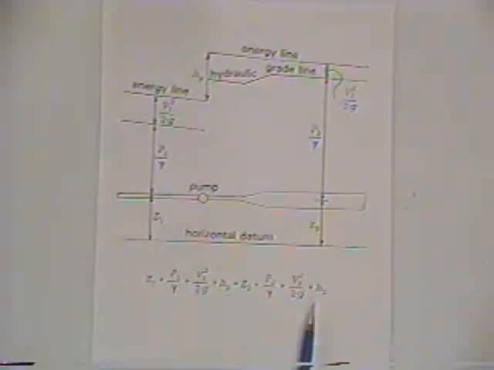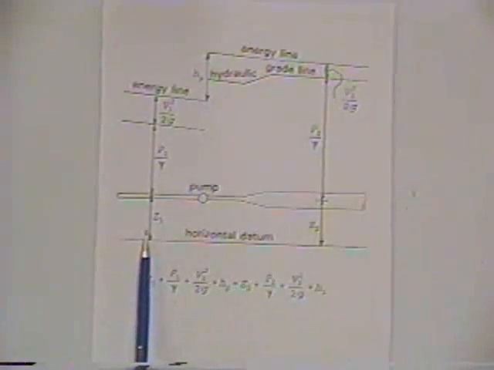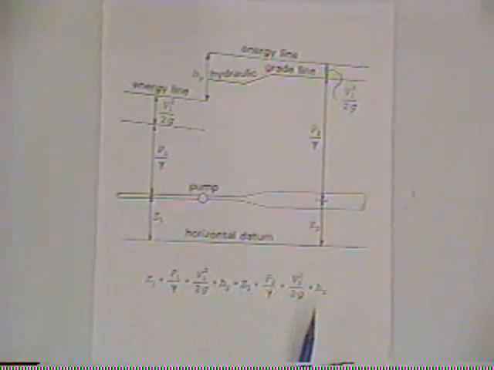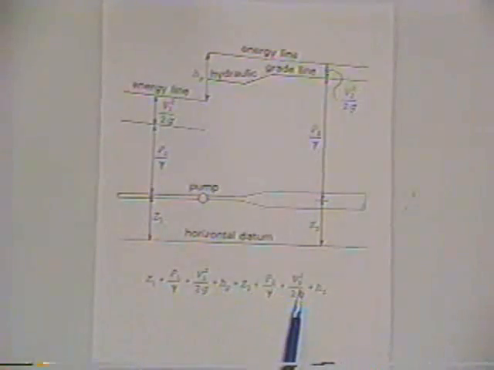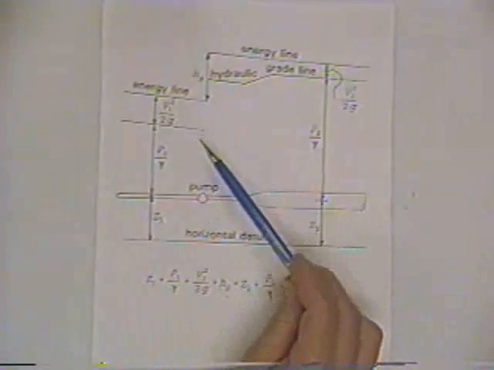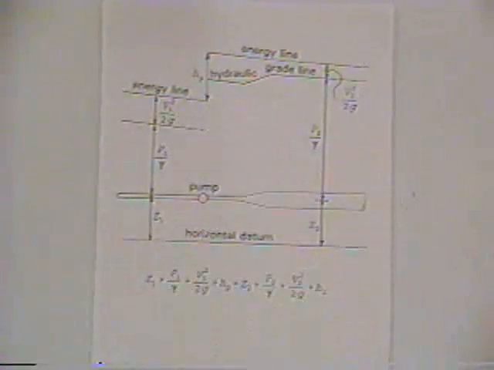And so we've expanded the energy equation just a bit. Elevation head plus pressure head plus velocity head at the upstream location, plus any pump head added between the two locations, is equal to elevation head plus pressure head plus velocity head at the downstream location, plus any of the head loss that occurred between the upstream and downstream locations in that length of the pressure conduit. And so what a pump does, a pump just simply raises the energy line and the hydraulic grade line.